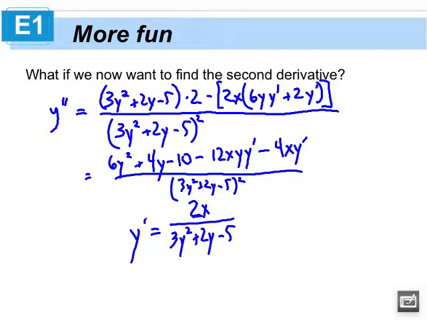Multiply by 1. So we multiply by 3y squared plus 2y minus 5 over 3y squared plus 2y minus 5.